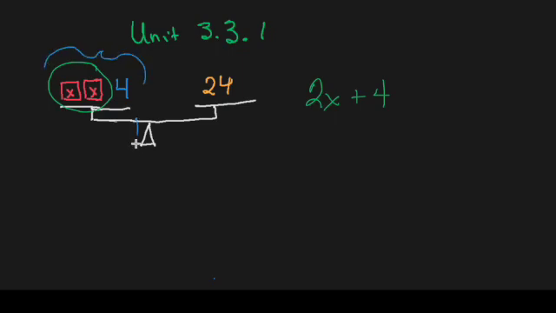And then we have our balance, and our balance gets replaced with an equal sign. So we'll put that in red so we know. And on the other side of our equal sign, we have 24.